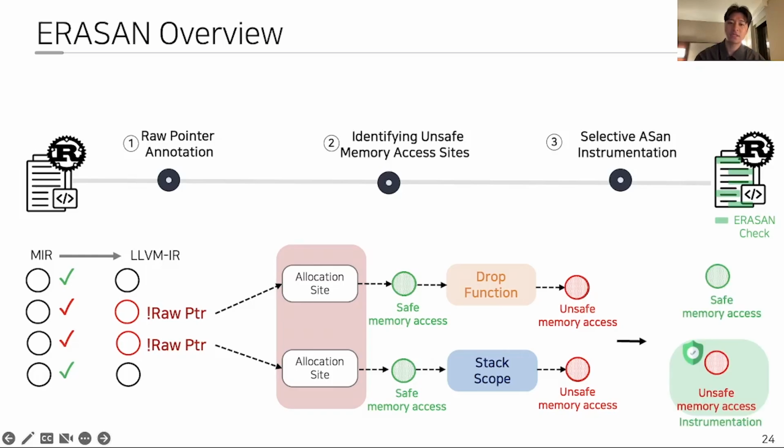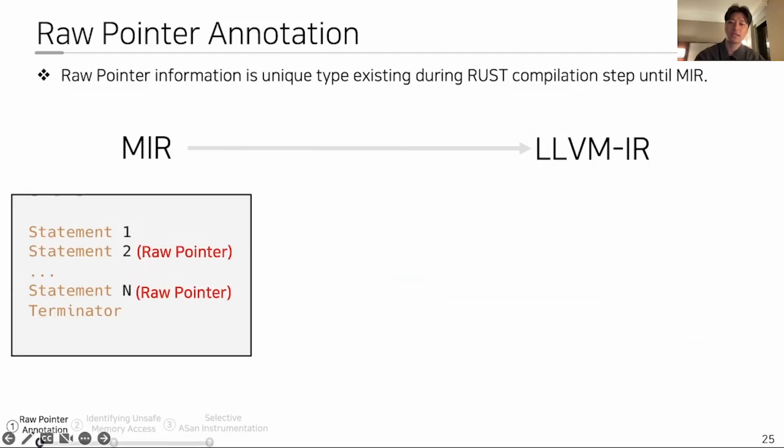Lastly, ERASAN selectively instruments only those unsafe memory access sites to significantly reduce ASAN's runtime overhead on Rust programs without sacrificing its detection capabilities. By doing so, ERASAN can leverage Rust compiler-based security rules and ASAN's detecting capabilities with very low overhead. Let's take a look at each module step by step.